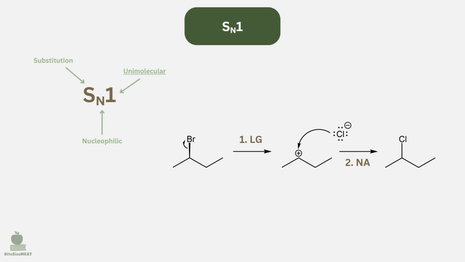This is what we call a stepwise reaction. Because there are no backside attacks, the chloride can attack on either side of the carbocation. This forms a racemic mixture. So, SN1, nucleophilic substitution reaction that is unimolecular. This is a stepwise reaction where the leaving group leaves first, then the nucleophile attacks. This results in a racemic mixture.